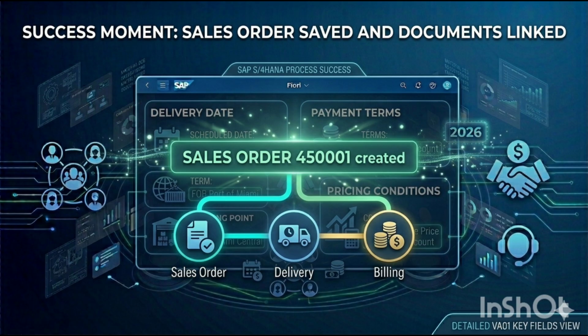After saving, you can view the complete document flow, which shows the journey from sales order to outbound delivery, goods issue, billing document and finally accounting document. This seamless integration is the real strength of SAP. In S/4HANA 2026, the document flow is visual and very easy to navigate. Congratulations! You have now successfully created your first sales order in the system. So this is a huge success and you have understood the process and created the sales order.